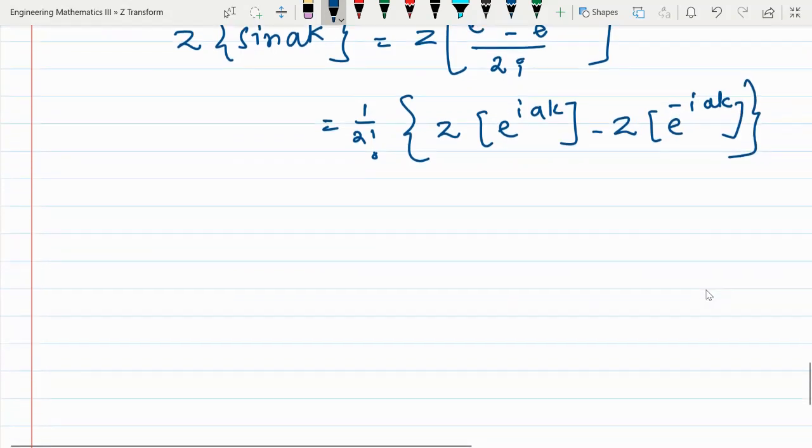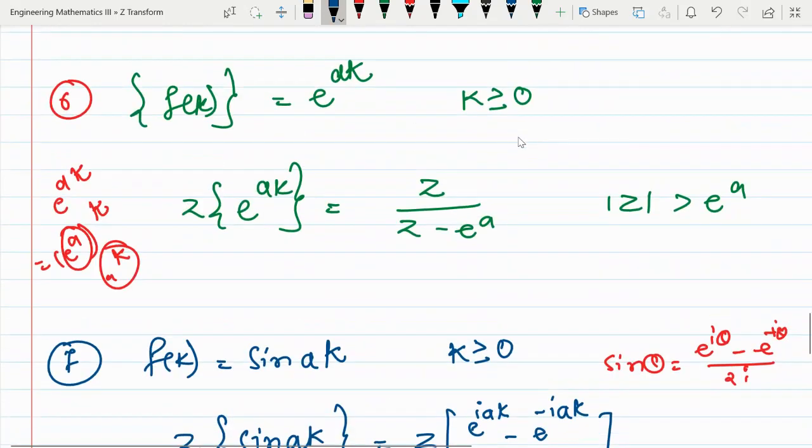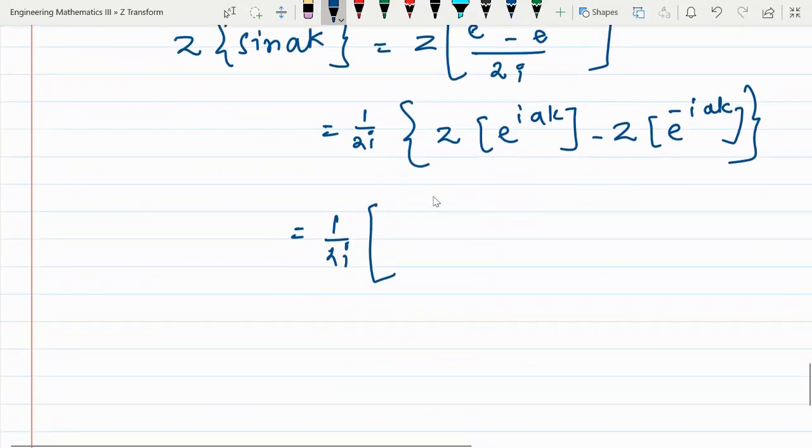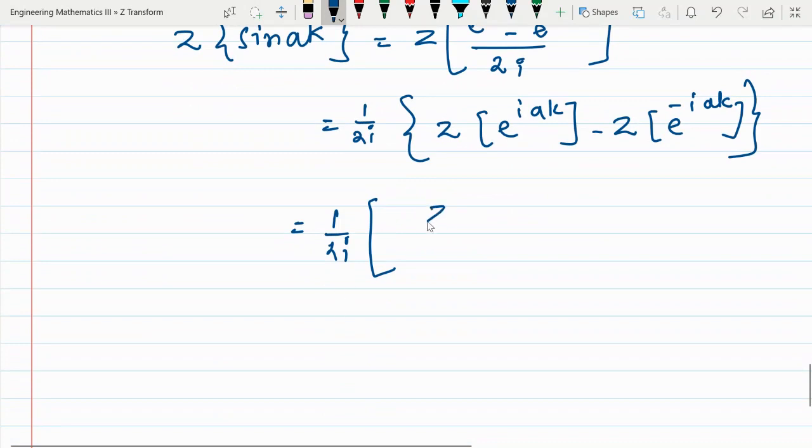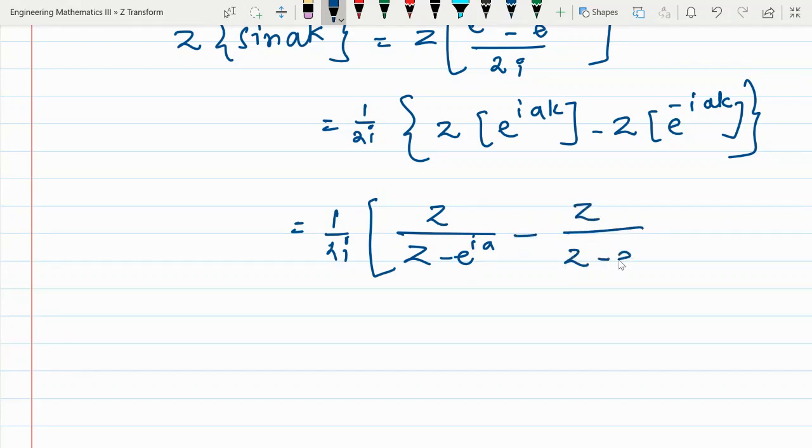Apply the previous result to find the z transforms. So this is 1 upon 2i, not 2 factorial, sorry, I have made a mistake here. So this is 2i. Now what is the z transform of this e raised to i ak? With the help of the previous rule, z upon z minus e raised to i a. So z upon z minus e raised to i a, minus z upon z minus e raised to minus i a. Like this. Now just take the cross multiplication.